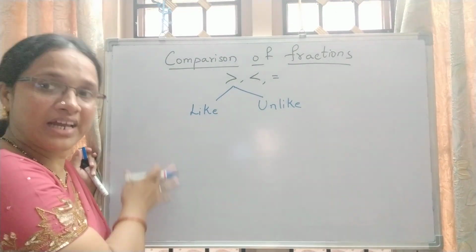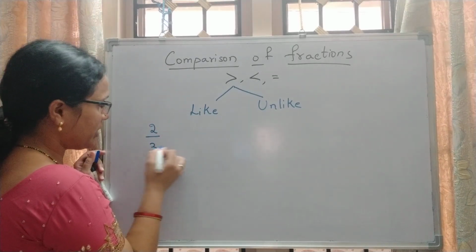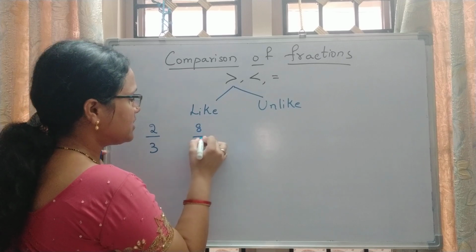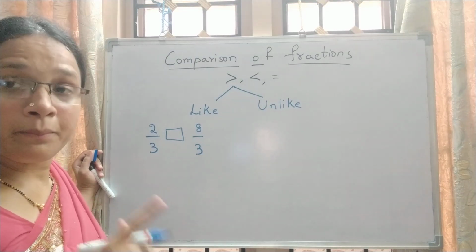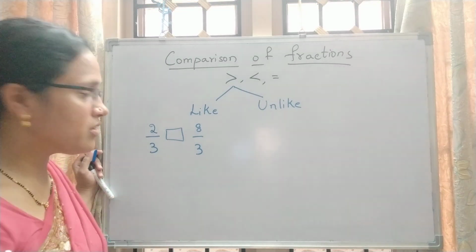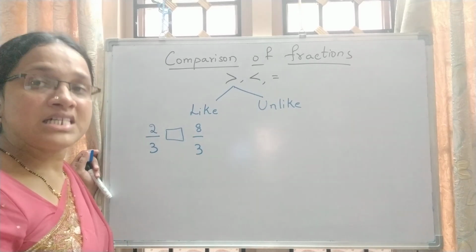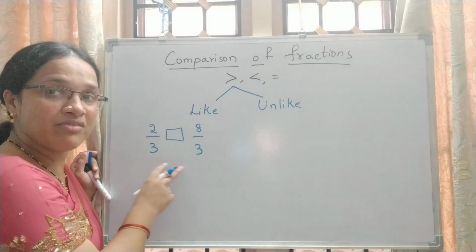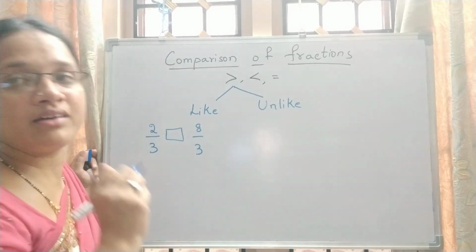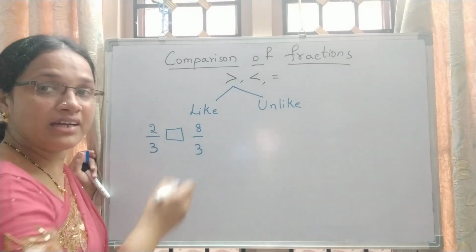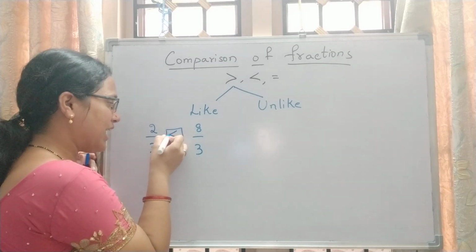Under like fractions, I will tell you some examples. For example, let me take 2 by 3 and 8 by 3. You can compare them, no? How did you tell that they are like fractions? Because, recall the definition, children, they have the same denominator. When they have the same denominator, they are like fractions, and you should compare the numerators. That means 2 or 8. Which is greater, children? Yes, 8 is greater. So 2 is less than 8.